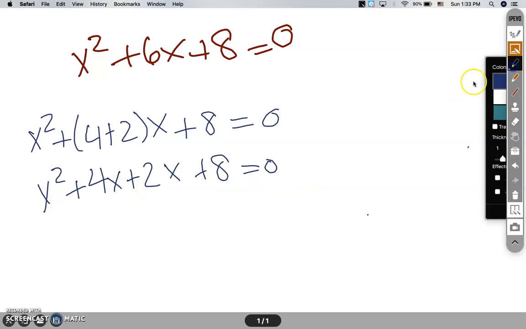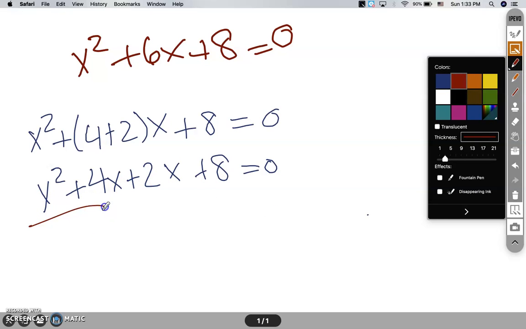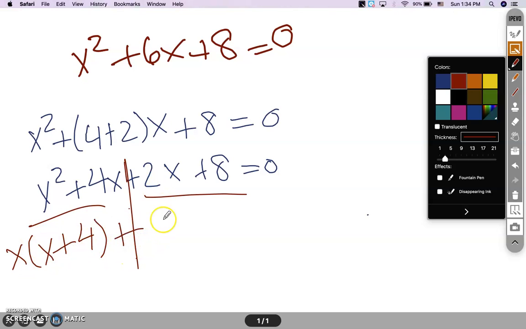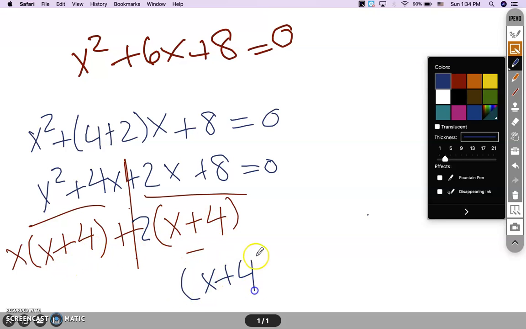Split this into two different expressions, that and that. Then take the common factor. So x is going to be x times (x plus 4), and then for the 2x plus 8, I have a common factor of 2, so it'll be 2 times (x plus 4). Since I have x plus 4, the other one is going to be x plus 2, which is the remaining factor, okay?